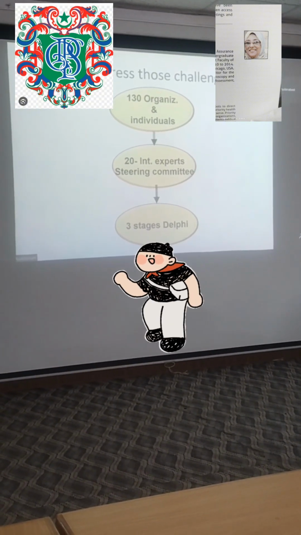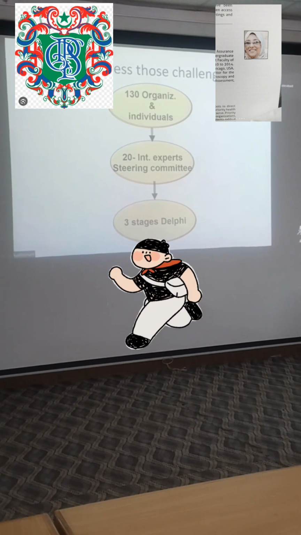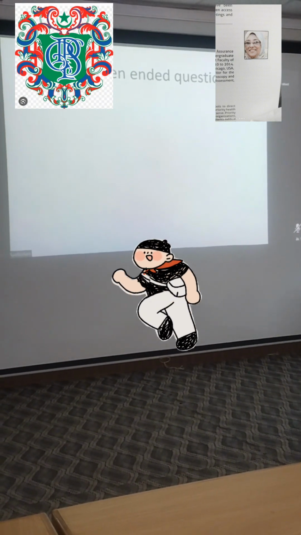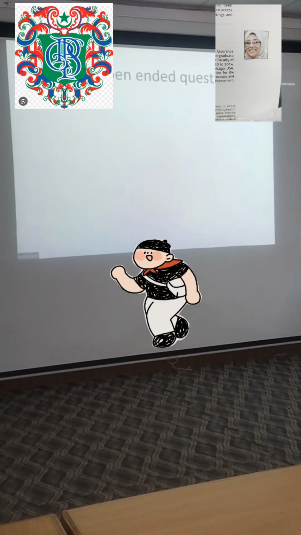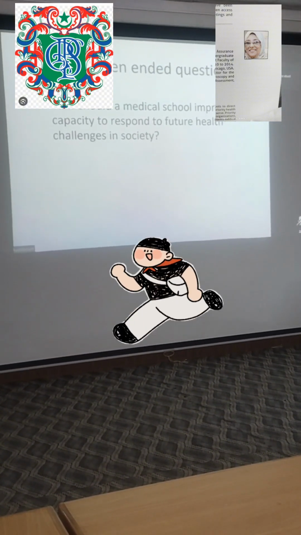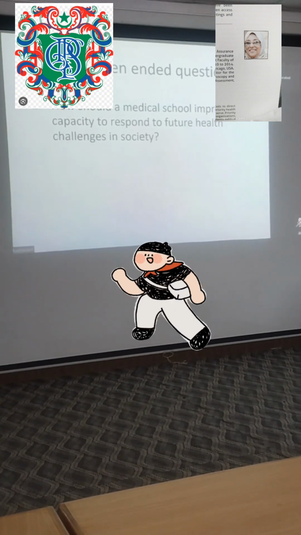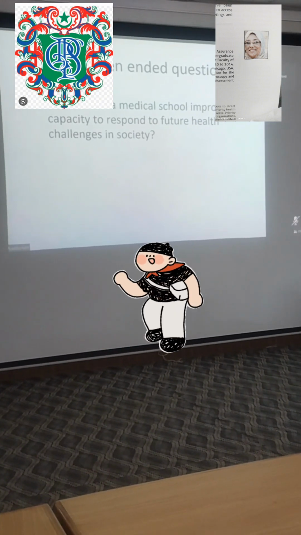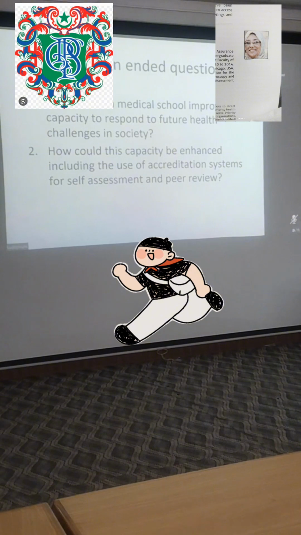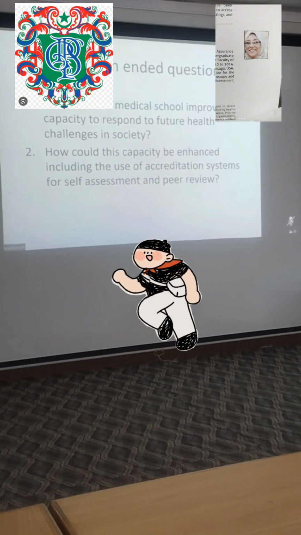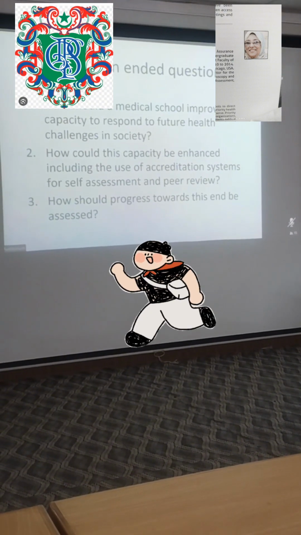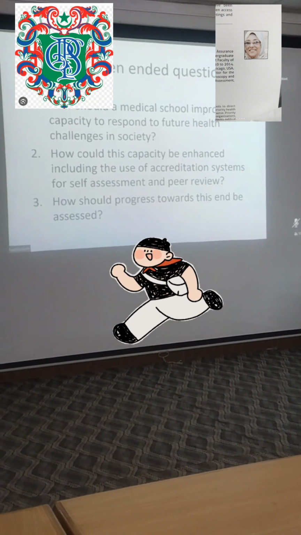At the end of this Delphi technique, I'm sure all of you know it. There's no time to define it; you are experts in medical education. They came up at the end with 3 open-ended questions. What are these open questions? The first is, how should a medical school improve its capacity to respond to future health challenges in society? The second, how could this capacity be enhanced, including the use of accreditation systems for self-assessment and peer review, and how should progress toward this end be assessed? So these 3 questions came from this group.